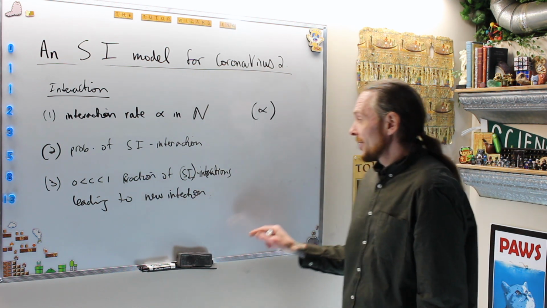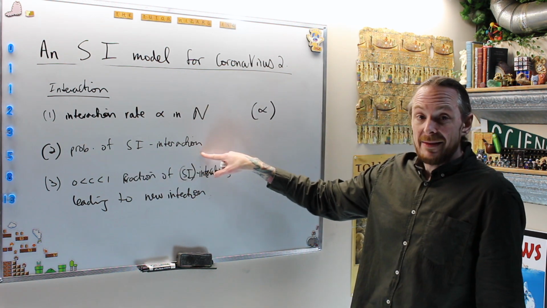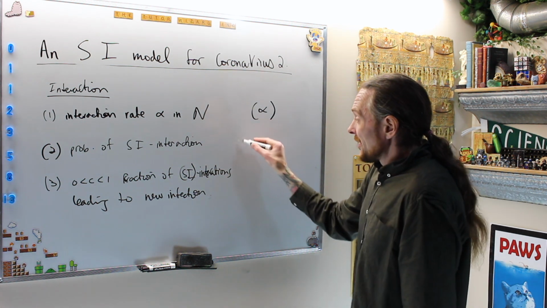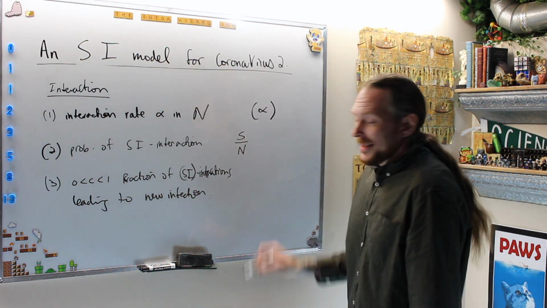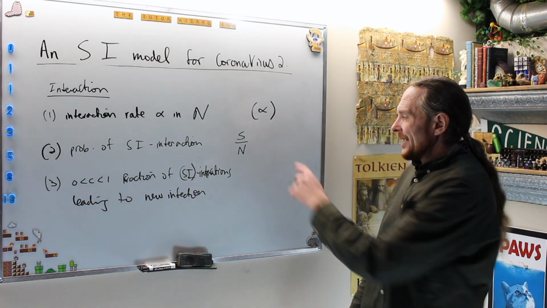Let me recap that one more time. This is the only extra math calculation I have to do, which is statistical. The probability of picking a susceptible on its own is S over N.